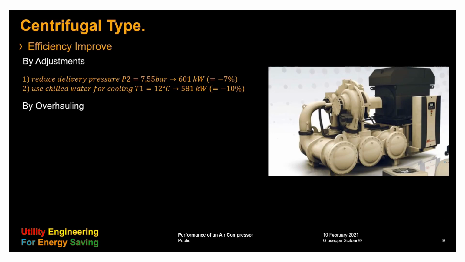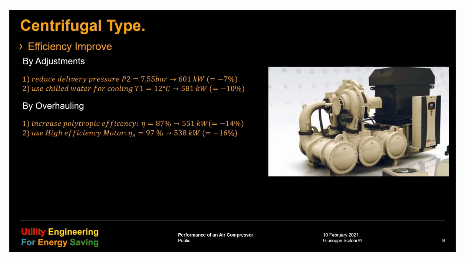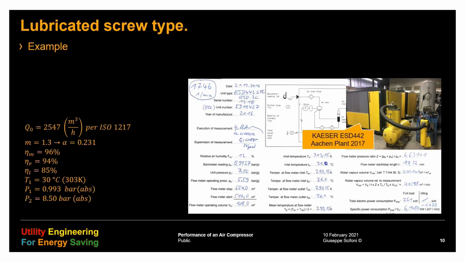Should we have at disposal a higher budget, we can consider a machine overhauling. For instance, we can increase the polytropic efficiency by replacing the impeller with a new profile, and we get another 4%. And by using a high efficient motor, we come to 16% of power saving. That is about 110,000 euro of power saving, with a payback of less than 1 year if we consider the cost for the machine overhauling.